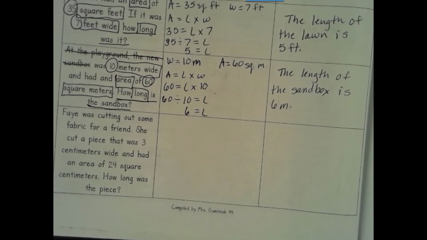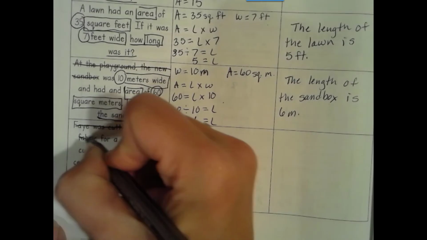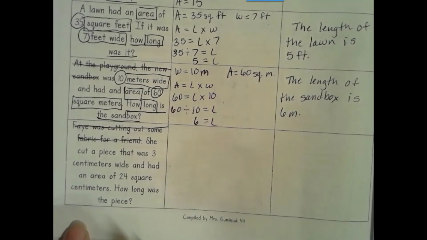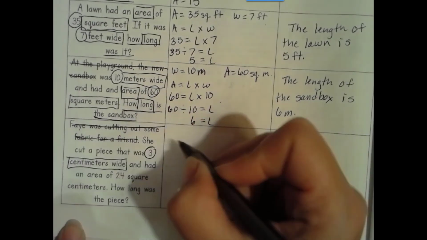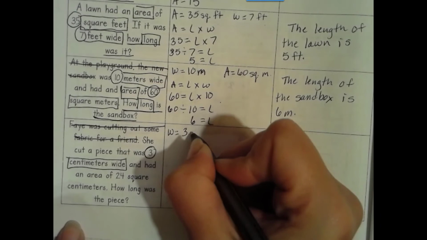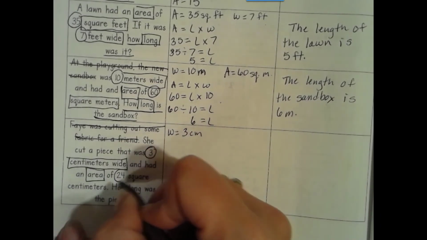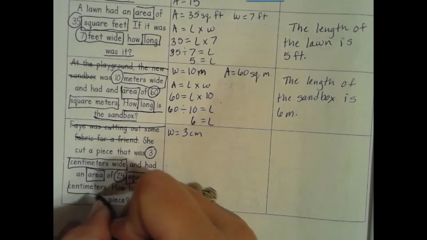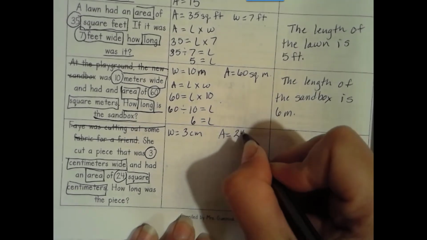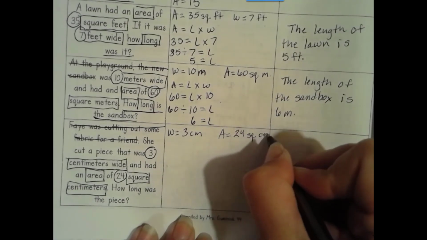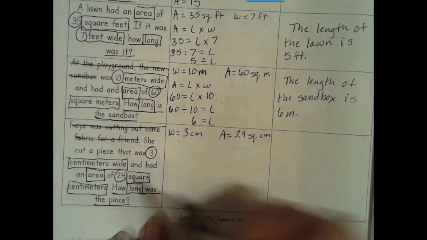All right. Our last problem. Faye was cutting out some fabric for a friend. Not stuff we necessarily need to know. She cut a piece that was 3 centimeters wide. So we know our width is 3 centimeters. And had an area of 24 square centimeters. So our area is 24 square centimeters. How long was the piece? What is our length? How long is the piece?